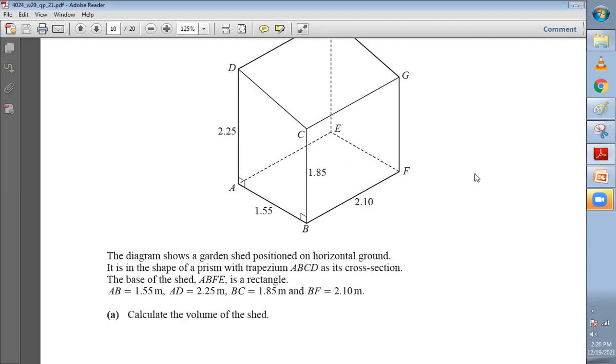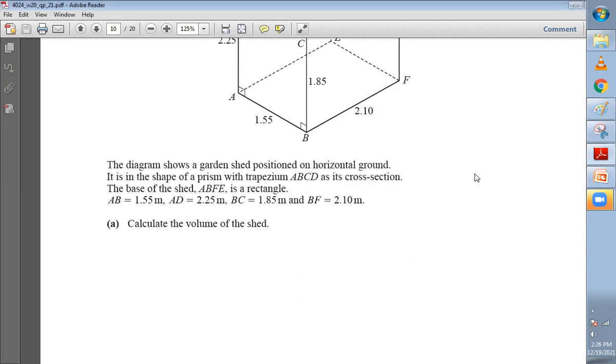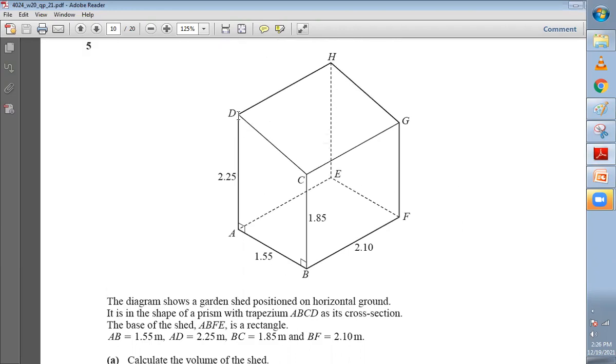Okay, so the question is, the diagram shows a garden shed positioned on horizontal ground. It is in the shape of a prism with a trapezium ABCD as its cross section. So ABCD is the base of the prism. The base is that face. You have another face like this face. For example, you have this ABCD, this trapezium is the base, and on the other side, you have the same face, EFGH. So this is the base of that prism.